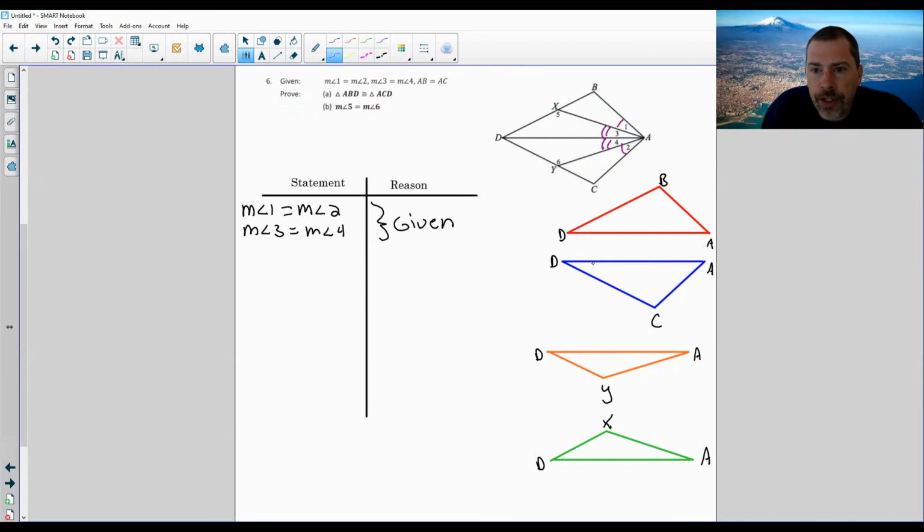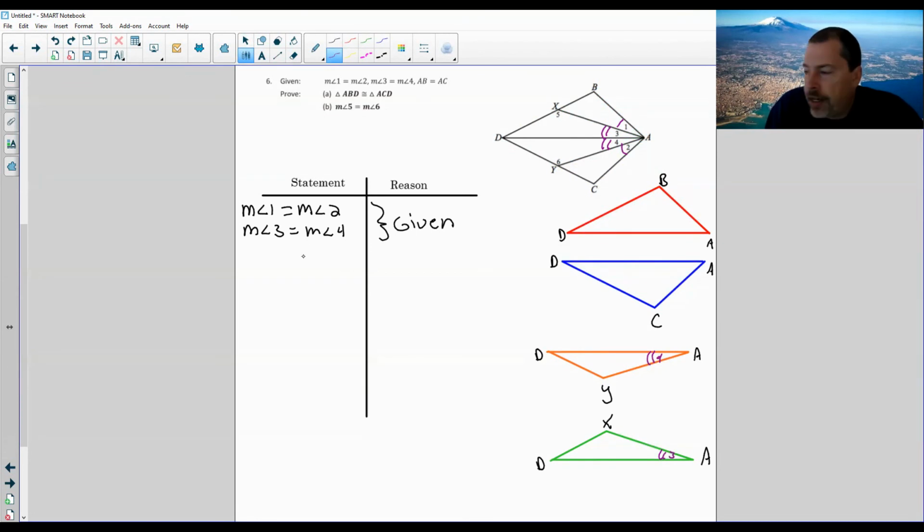Those are the angles in my little triangle. Angle 4 was YAD, which is right here. It is congruent to angle 3, which is DAX, which is here. I'll put a little 3 right there. So these angles are congruent.